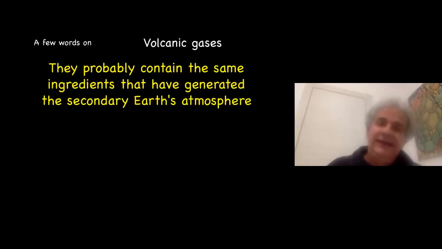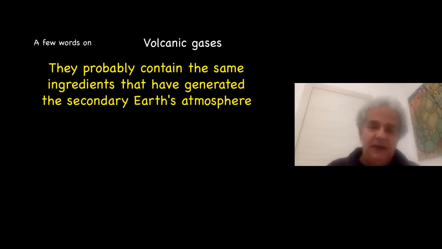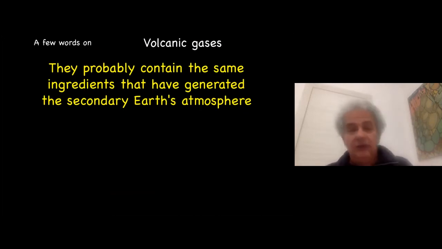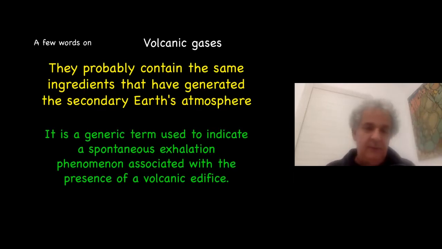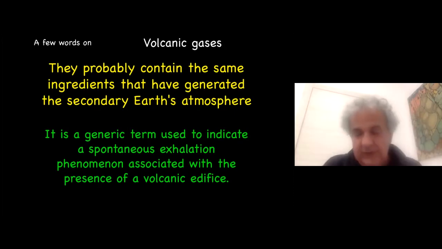What do we mean with the volcanic gases? Basically, they are very important because they contain the same ingredients that have generated the secondary Earth's atmosphere. So basically, they are important for those researchers who are studying the evolution of our atmosphere. On the other side, volcanic gas is a very general term. We have different kinds of volcanic gases, as we will see. And this is important also for the sampling of these gases, and particularly for the stable isotopes.